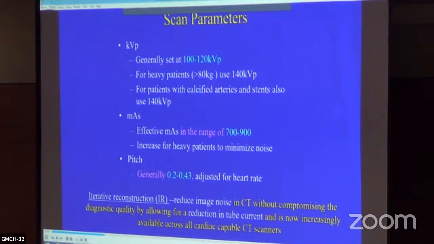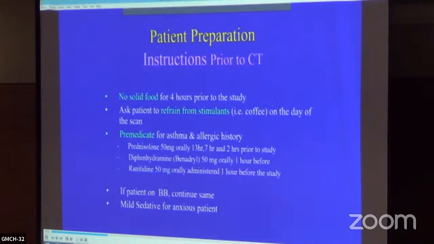Most of the equipment nowadays, the multi-slice CTs, have iterative reconstruction, which reduces the image noise without compromising the image quality and reduces the tube current, and is available across all the scanners capable of doing coronary CT angiography. So at the time of booking your patient, ask them to be NPO. An important thing as far as coronary CT angiography is concerned is to tell them to refrain from using any stimulants on the day of the scan. So no coffee, no tea.